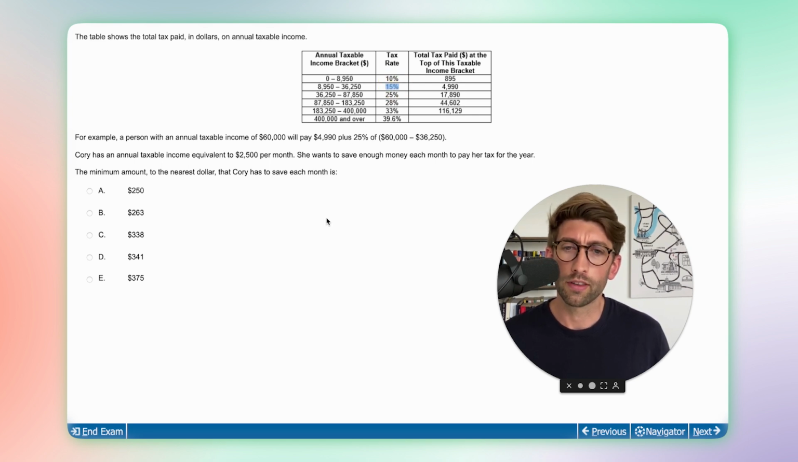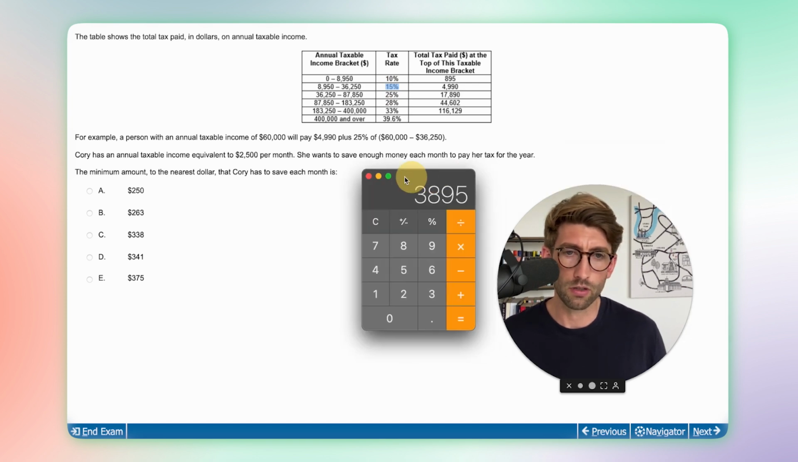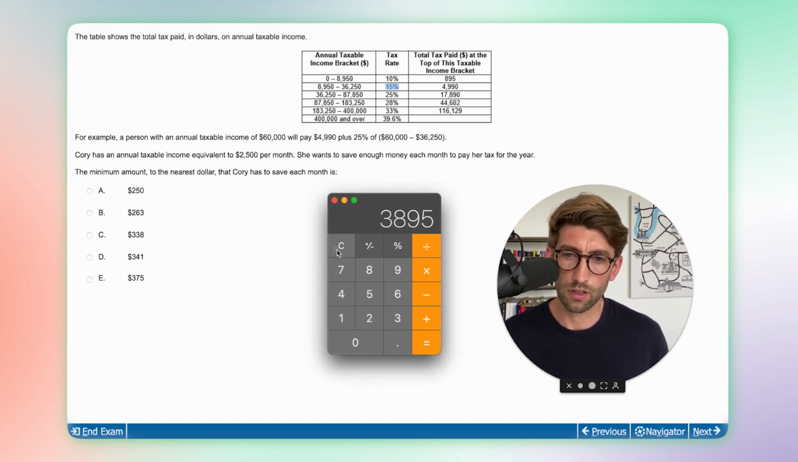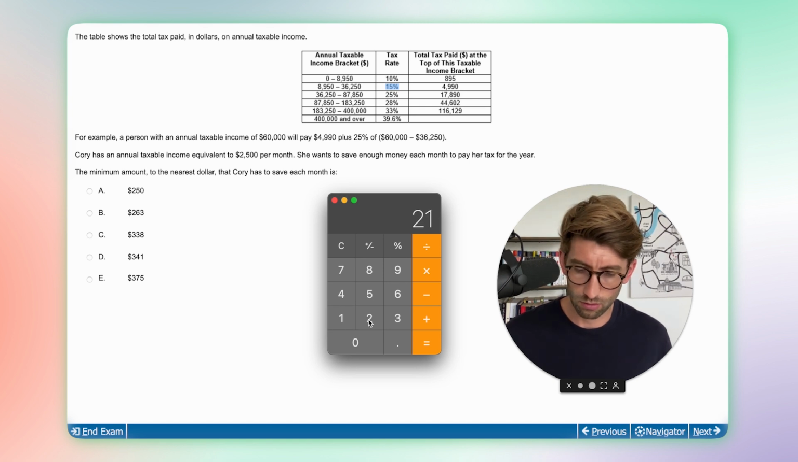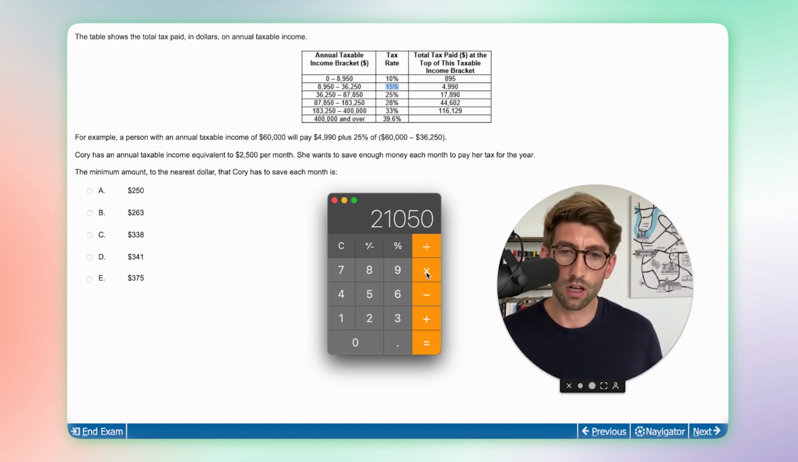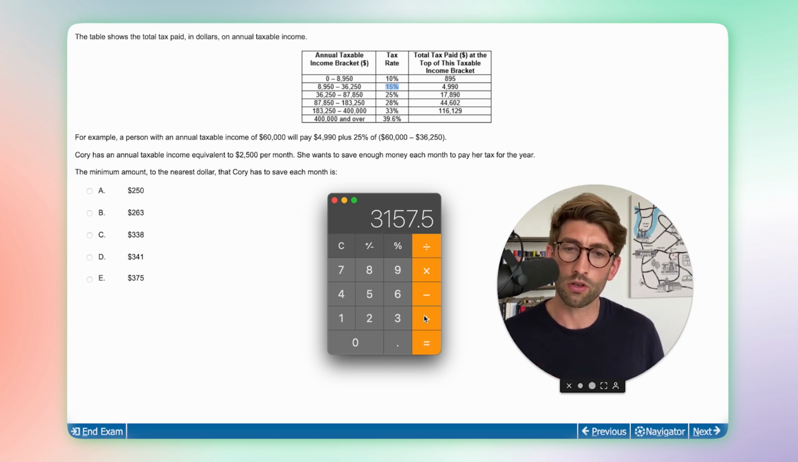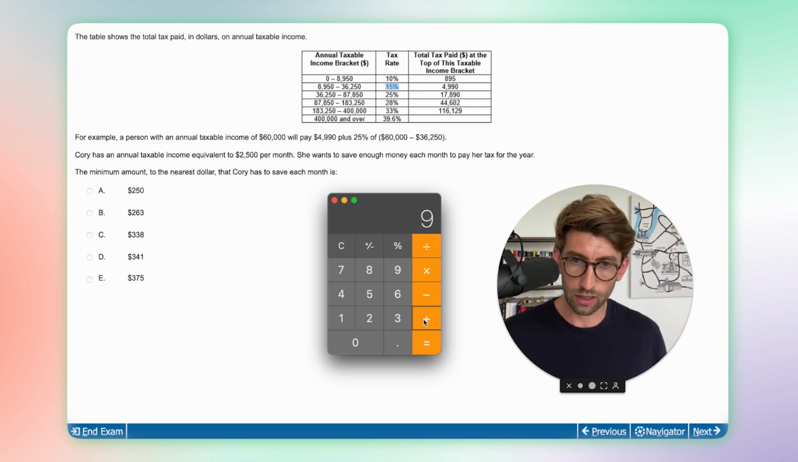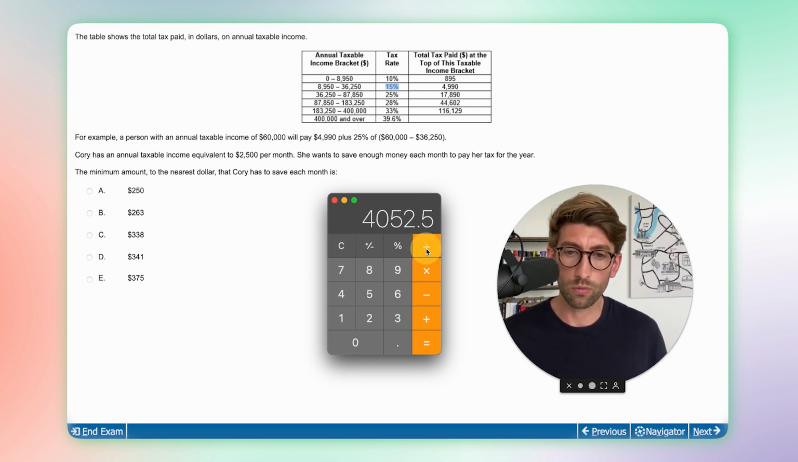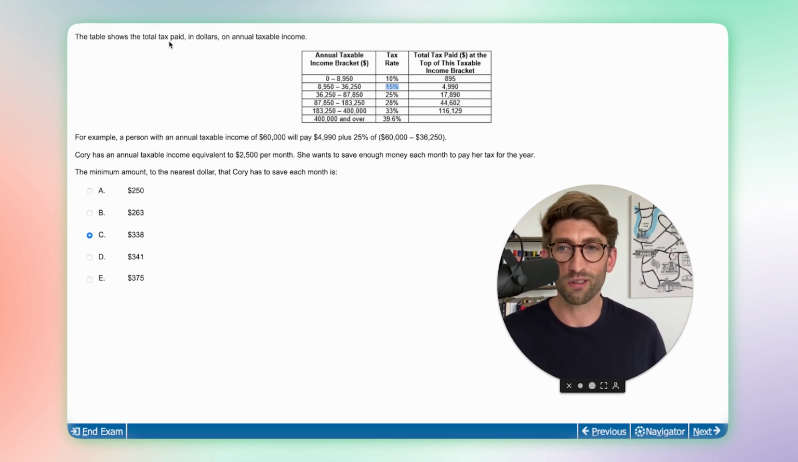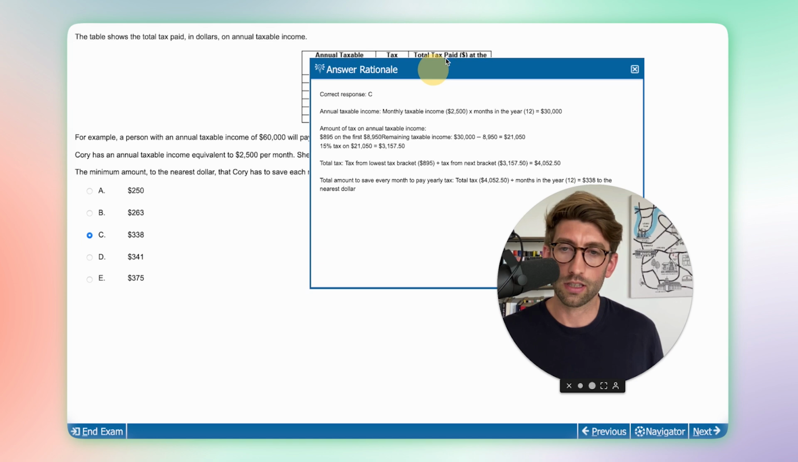So at that point, that's when I want to get my calculator out, because I want to do, let's see, 21,050 times 0.15. So that would be 3,157. So that's the part of the amount she owes in the year, plus the 895 from the previous bracket. Equals, I guess, 4,052. And then we divide that by 12 to give us the amount that she'll pay each month. Hopefully this is right. Let's have a look. Okay, perfect. So the answer is C.